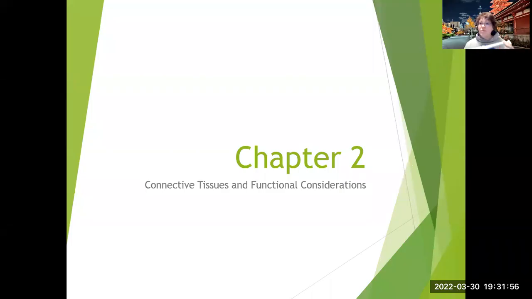So we've got bones, we've got joints. What else do we need, right? Well, we need something to hold everything together. So we're going to talk about connective tissue. And in chapter 3, we're going to talk about muscles.